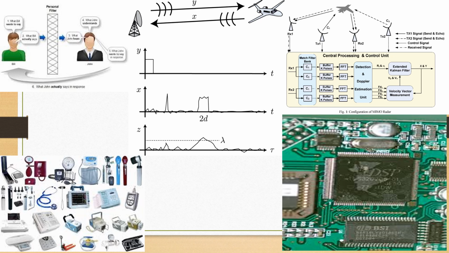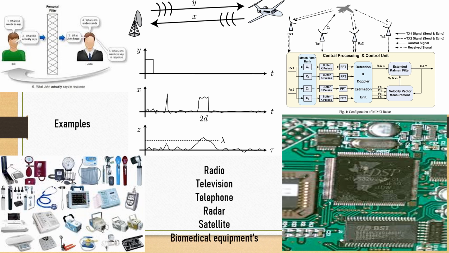Moving on to the applications or examples of active filters. Active filters are most extensively used in the field of communications and signal processing. They are employed in one form or another in almost all sophisticated electronic systems. Radio, television, telephone, radar, space satellites and biomedical equipment are a few systems that employ active filters.